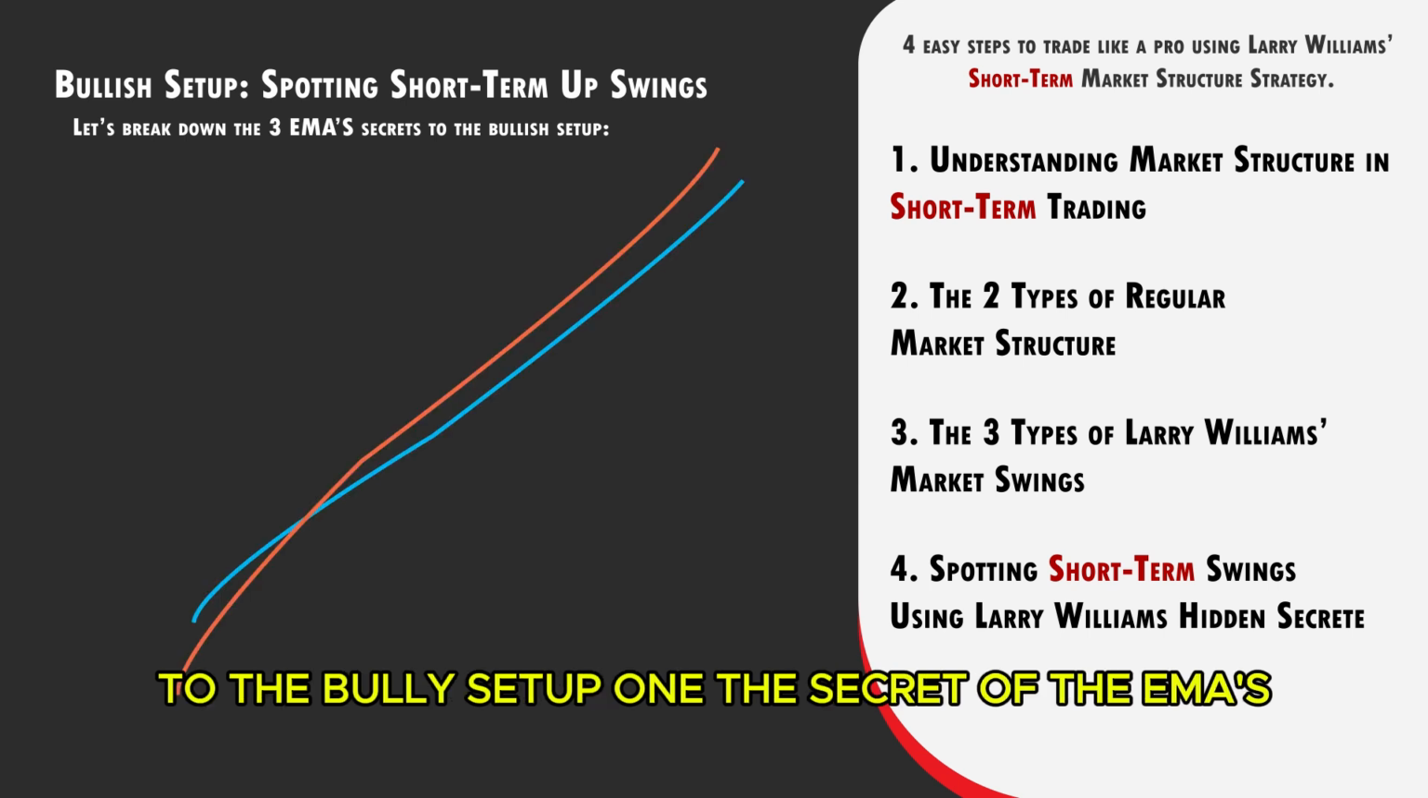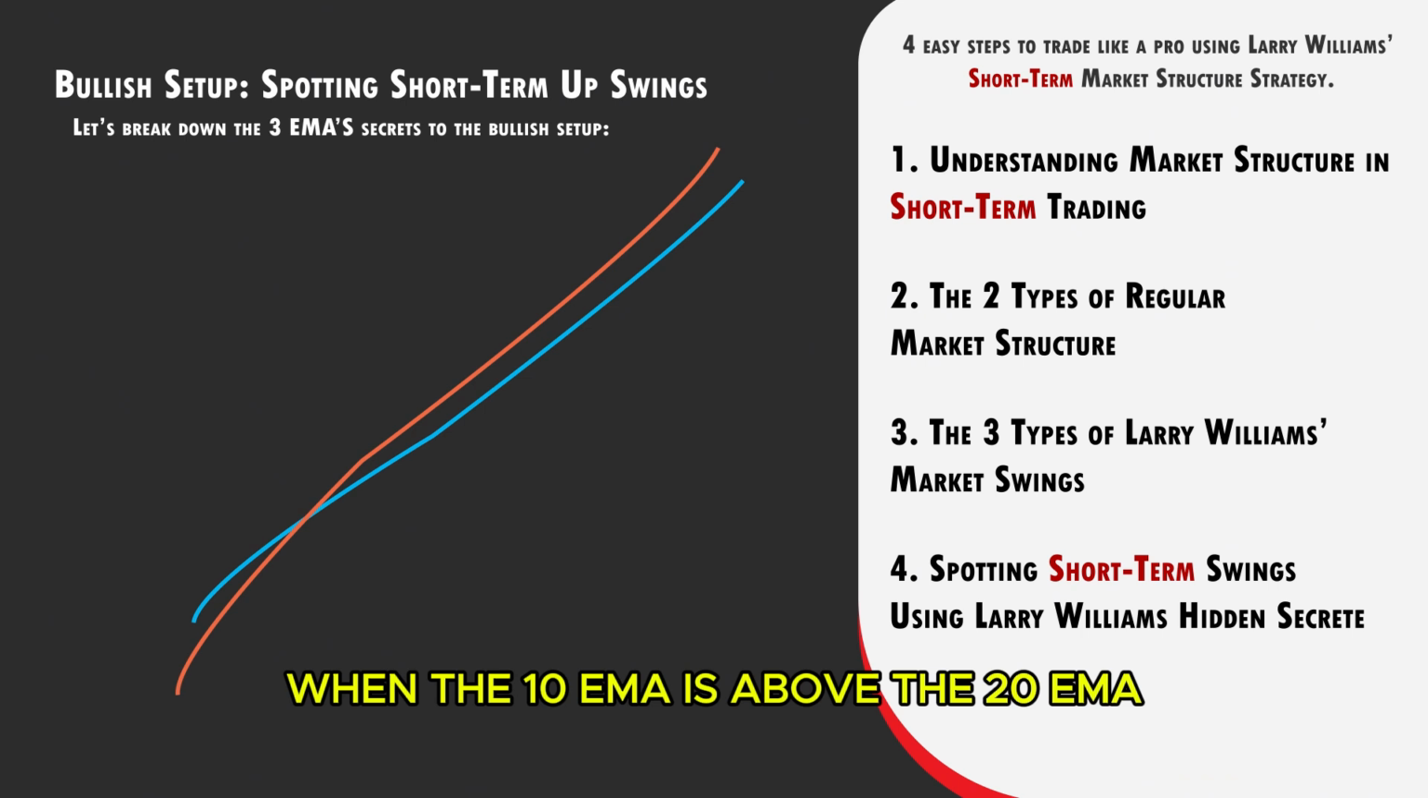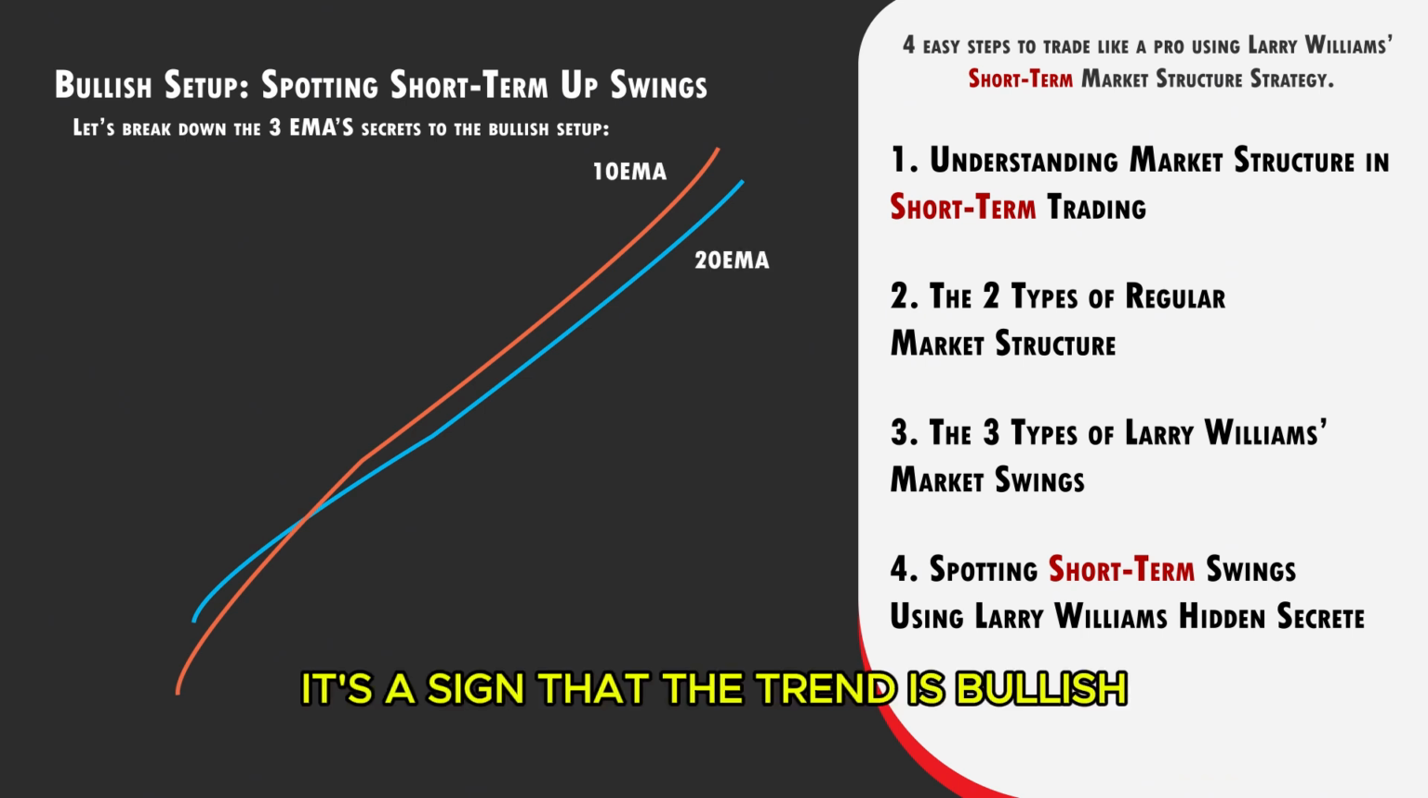1. The secret of the EMAs. When the 10 EMA is above the 20 EMA, it's a sign that the trend is bullish.